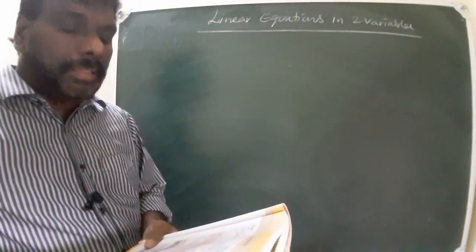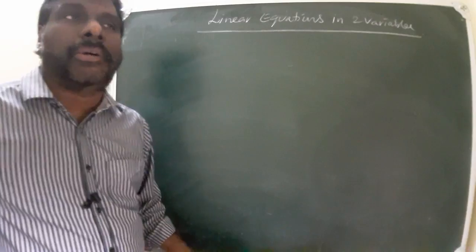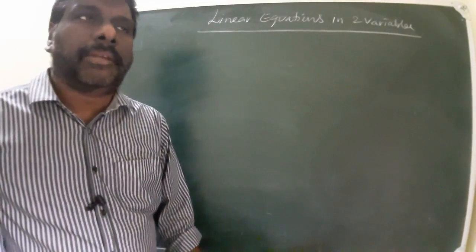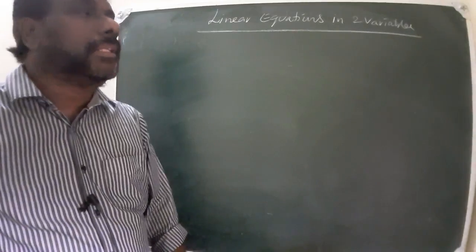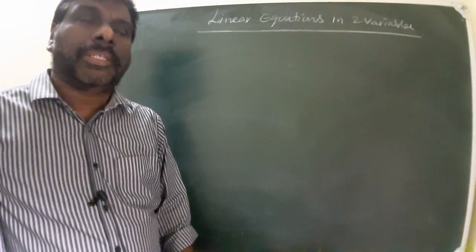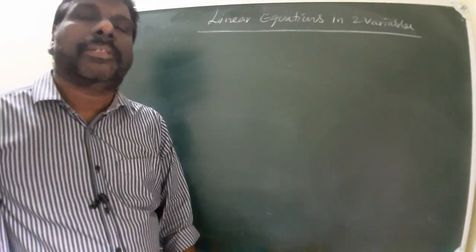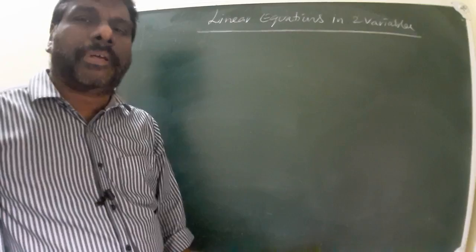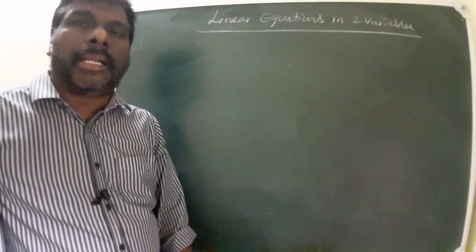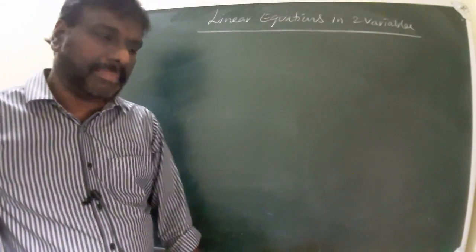In the previous video I started coordinate geometry, but that chapter is not there for this academic year. That's why I only gave the introduction of coordinate geometry. You should only use that concept for linear equations. So I am not continuing that chapter. Now I will start linear equations in two variables.